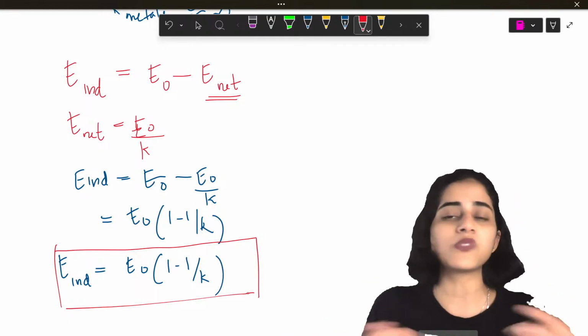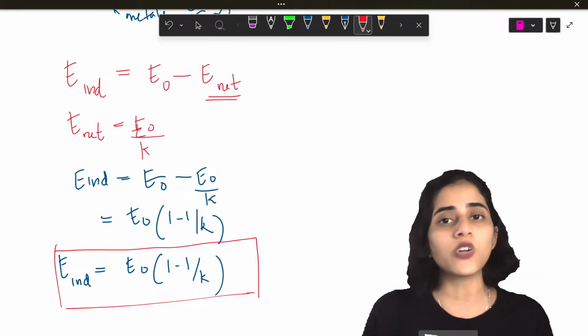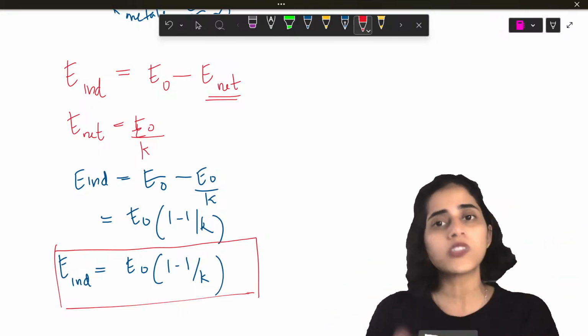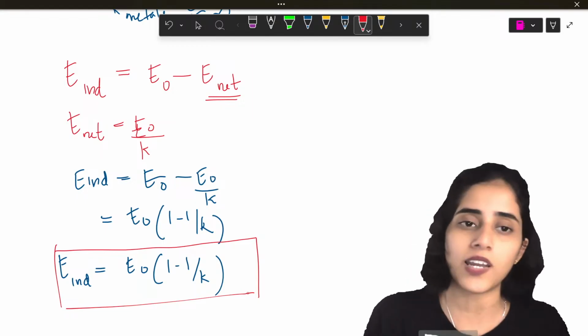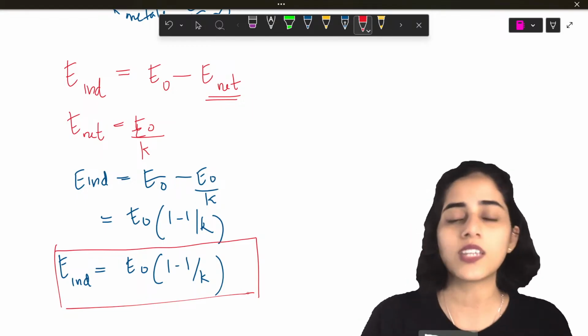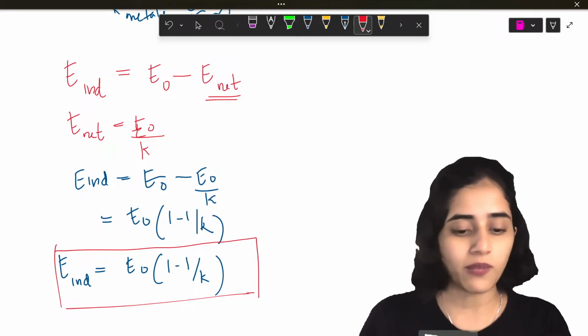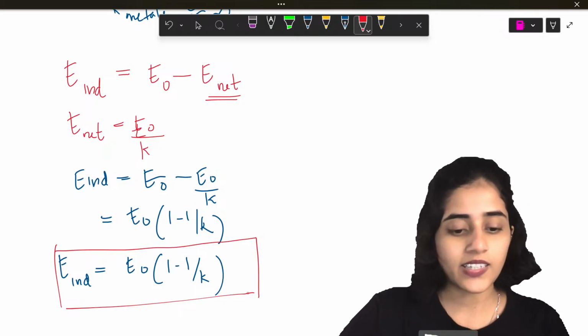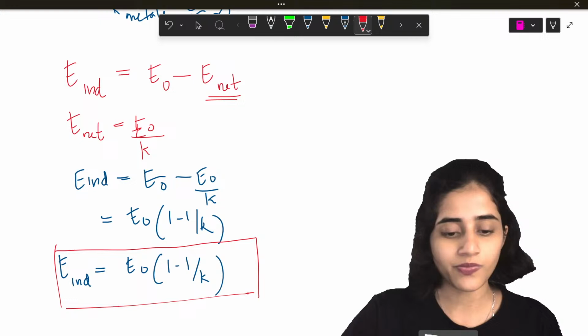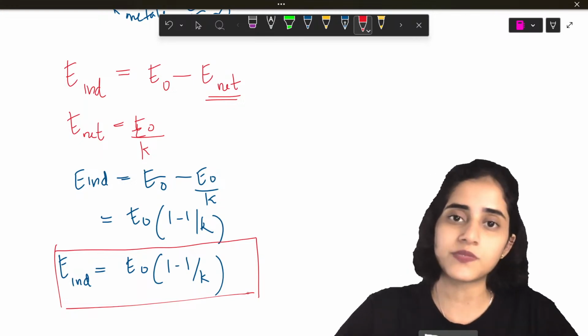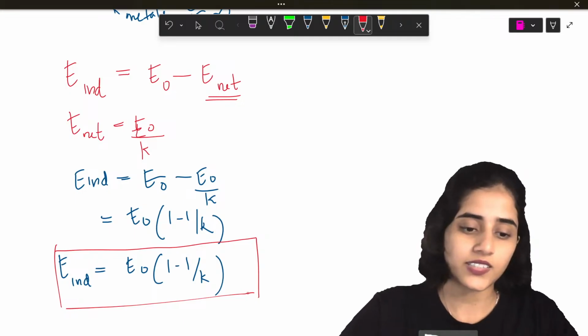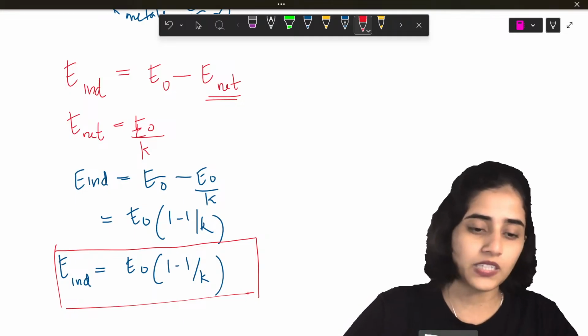But sometimes you don't have the net electric field. You only know how much you are inducing and you know the dielectric constant of the material. So in such cases, you have to use this formula: E induced is equal to E naught times 1 minus 1 by K. Is this clear to all of you? Can you quickly let me know in the chat if this is clear? Yes, no. Let me see what's happening in the chat.